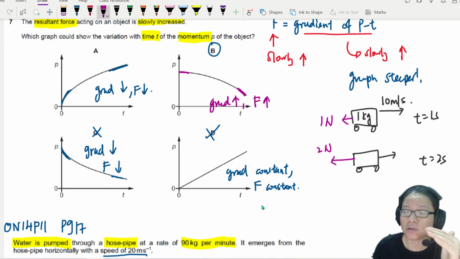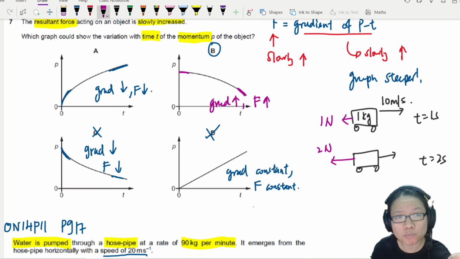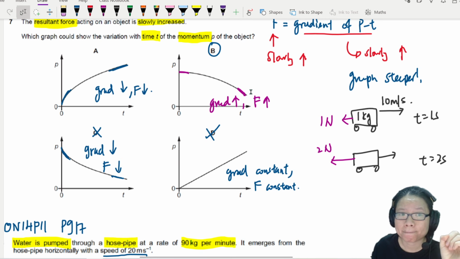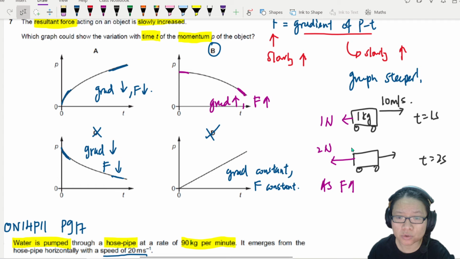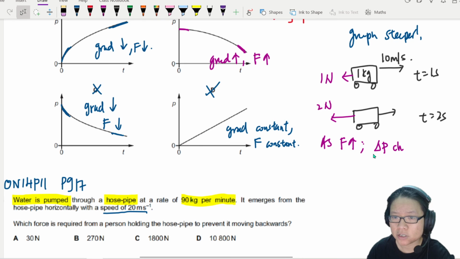So this means the velocity will slow down faster and faster. That's why the momentum will decrease more and more, with greater and greater time. So this shows a decrease in momentum. And as you apply more force, right here, as F increases, the rate of change of momentum, momentum changes, or specifically decreases faster.